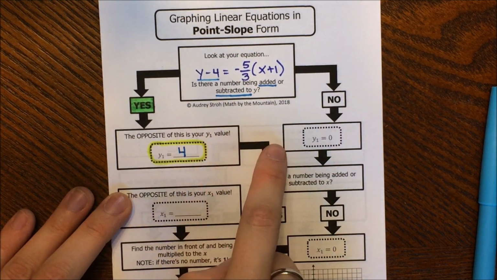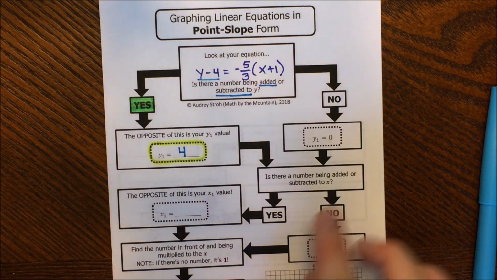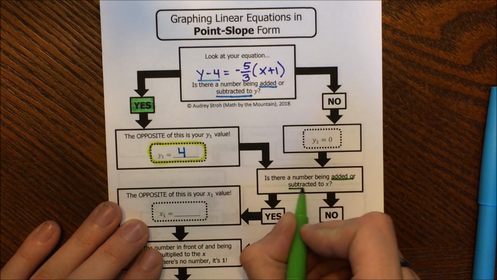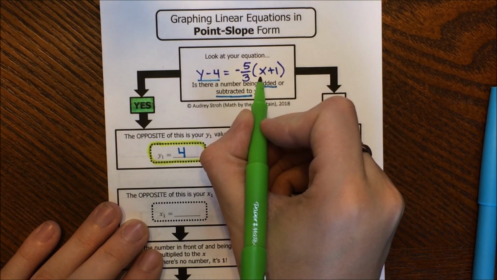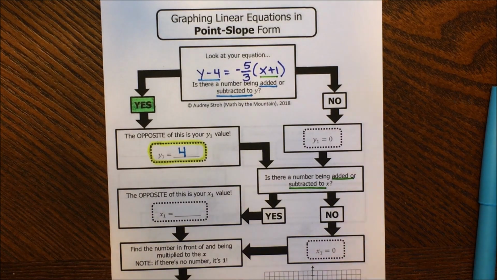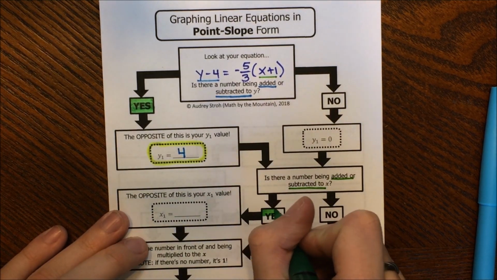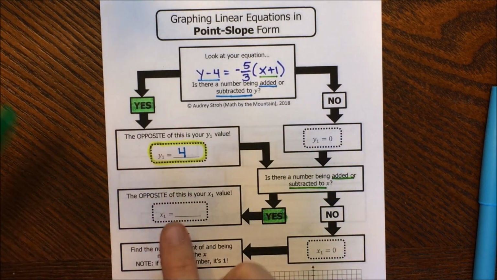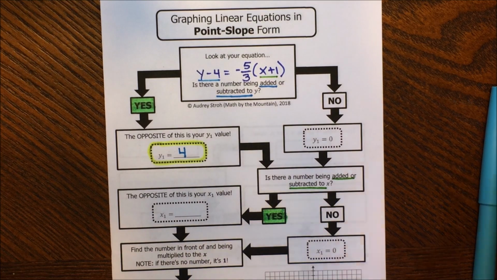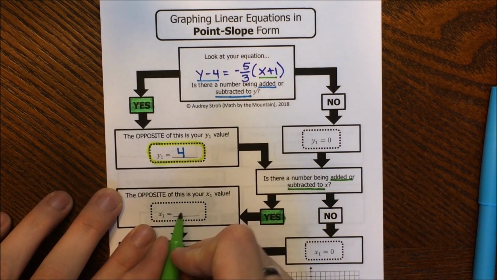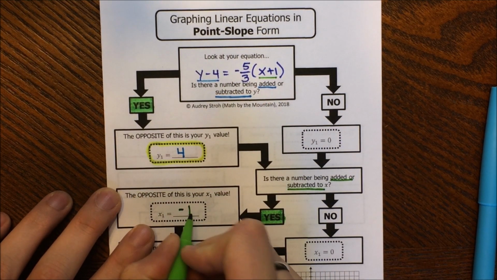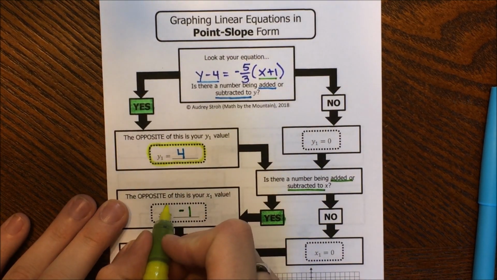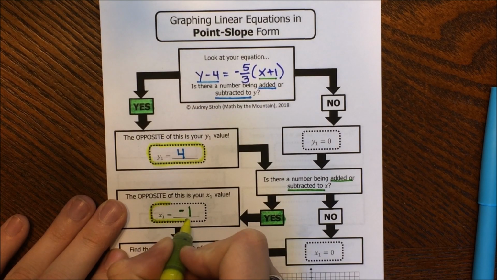All right, so following the flowchart to the next question, it says, is there a number being added or subtracted to x? So again, we're looking for addition or subtraction to the x. And yep, I see it, there's addition, so we get to say yes once again. And it says the opposite of this is your x1 value. So if I have x plus 1, I'm going to have negative 1 for my x1 value. And just like last time, so it's nice and easy to find, I'm just going to circle this with highlighter.